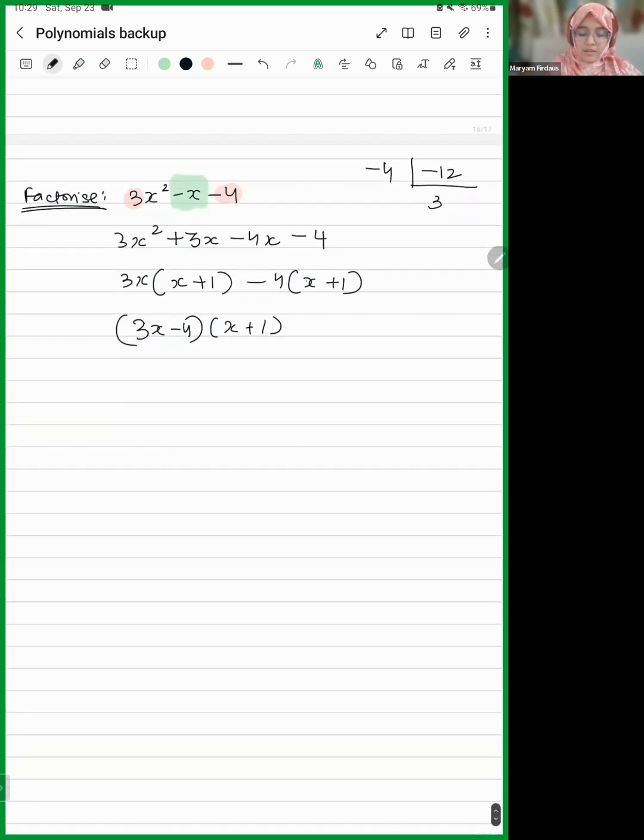So if someone asks you, what will be p of 4 by 3 in this equation? P of 4 by 3, this is your p of x. So what will be p of 4 by 3? Hint is, look at this.